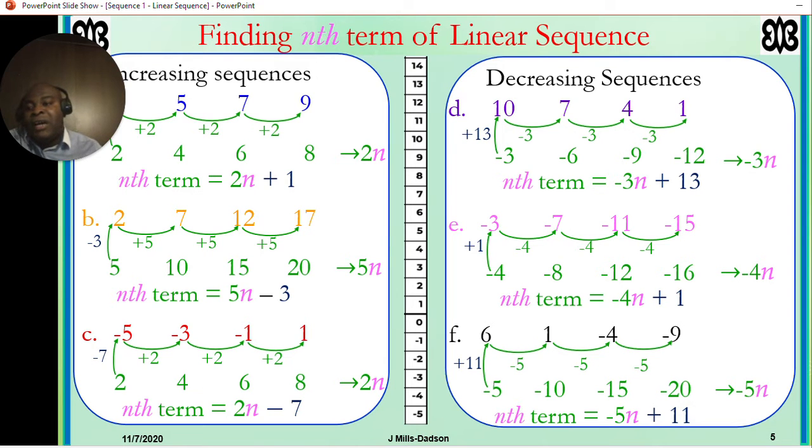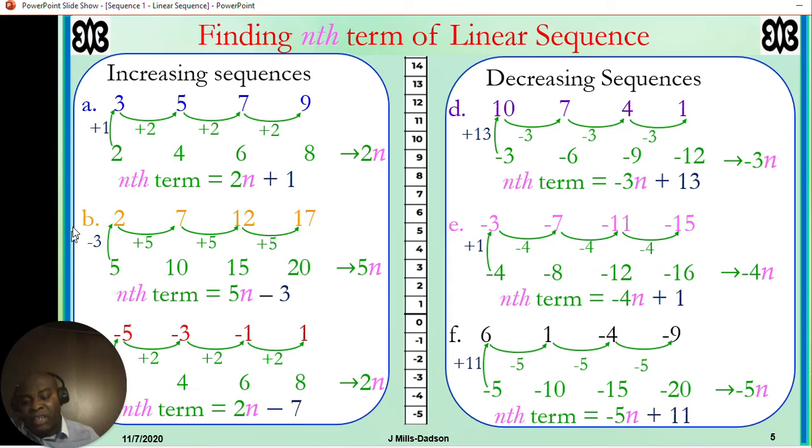So this is how we arrive or generate the nth term of linear sequence. Always find the rule. Use the rule to generate the hidden sequence. Then compare the very first term of the hidden sequence with the first term of the original sequence to know whether to add a number or take away a number to complete the sequence.